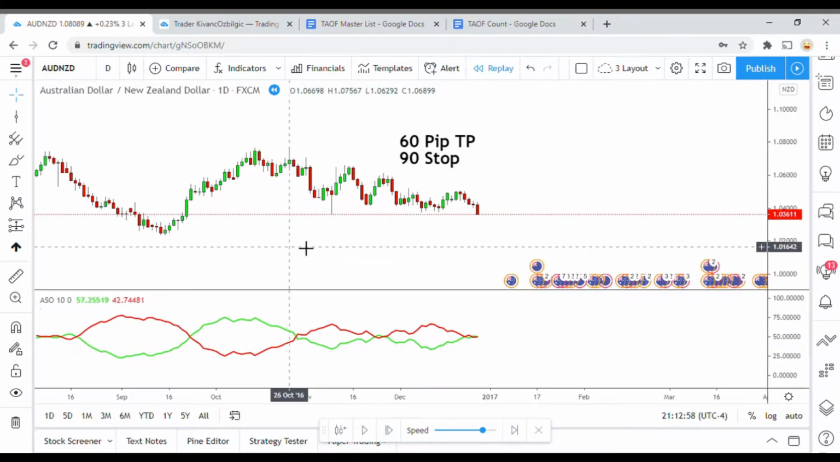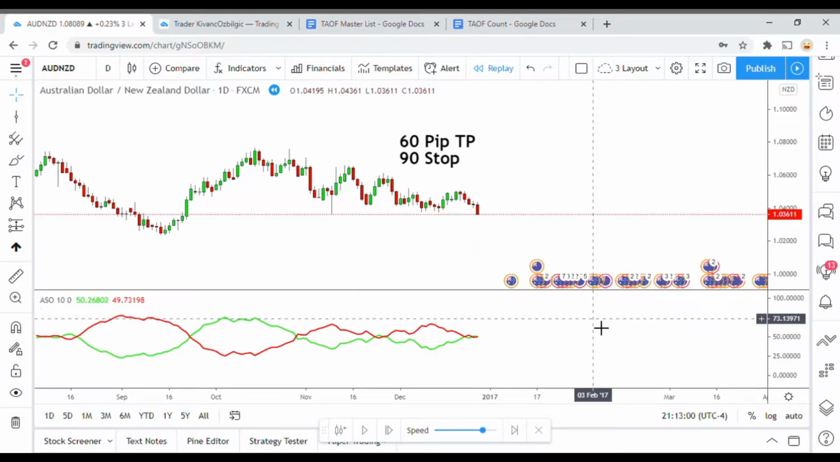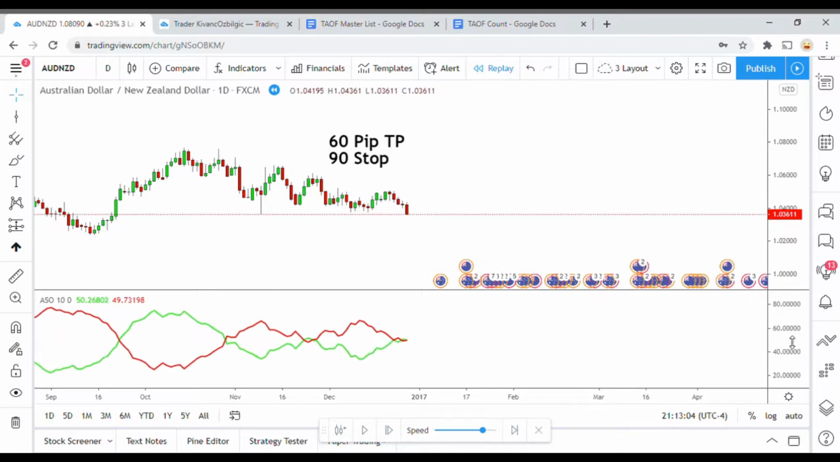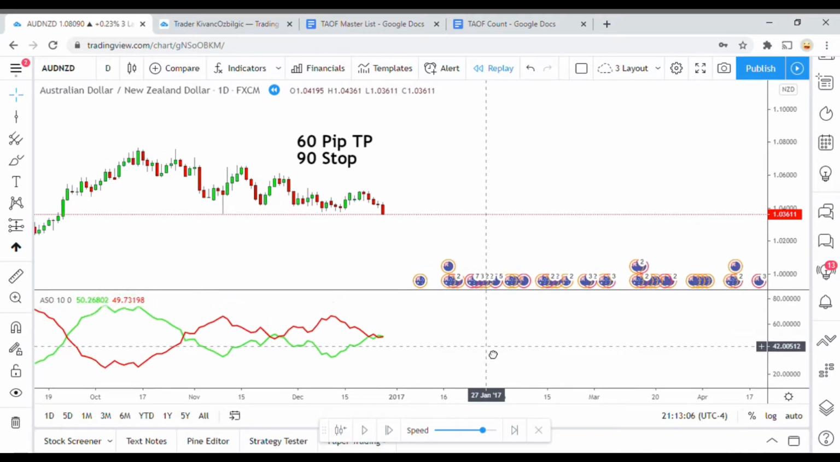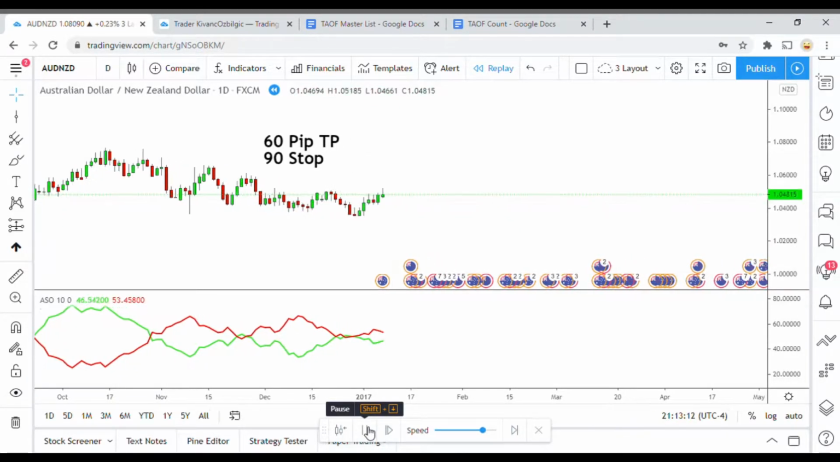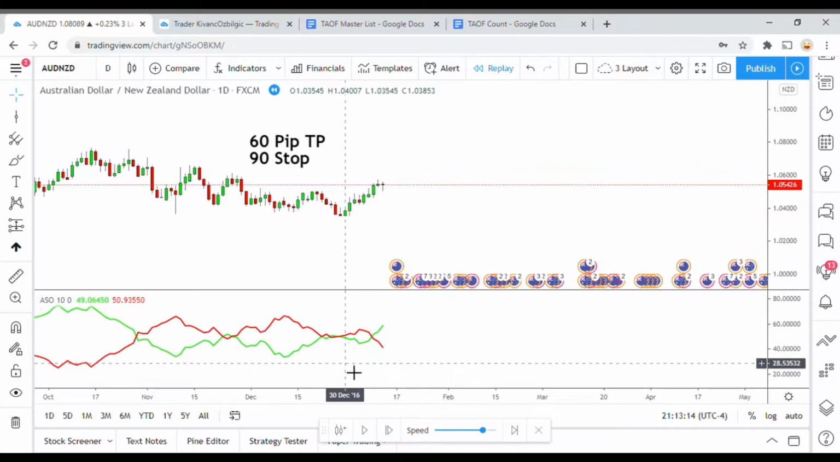All right. So when the green line crosses up above, that is a signal to go long. When the red line crosses up above, that is a signal to go short. And that is how we will be testing it today. So pretty simple setup. All right, let's get on with the testing process here.